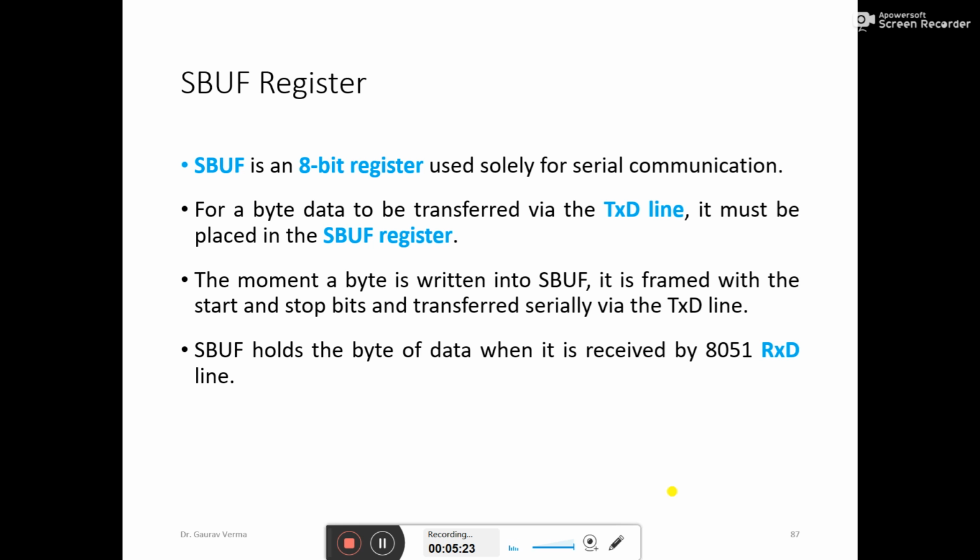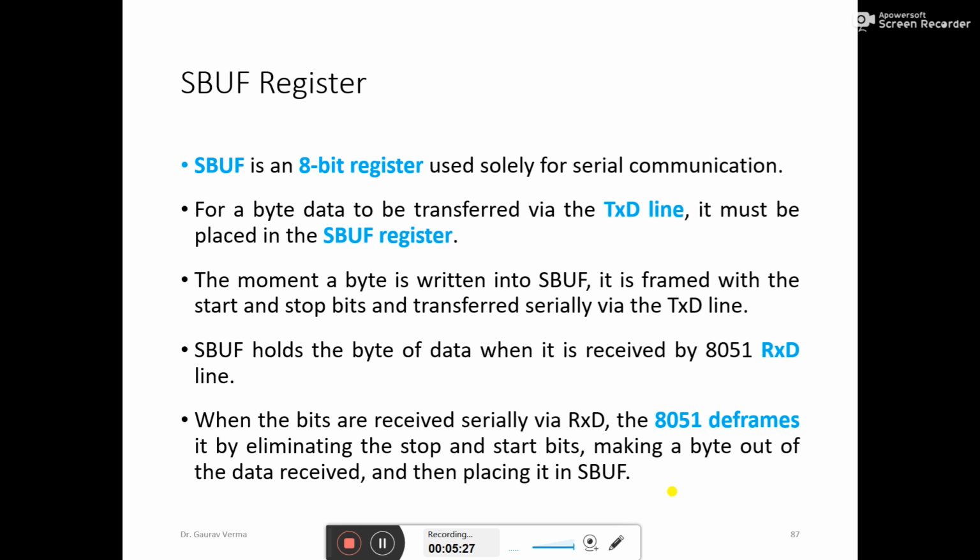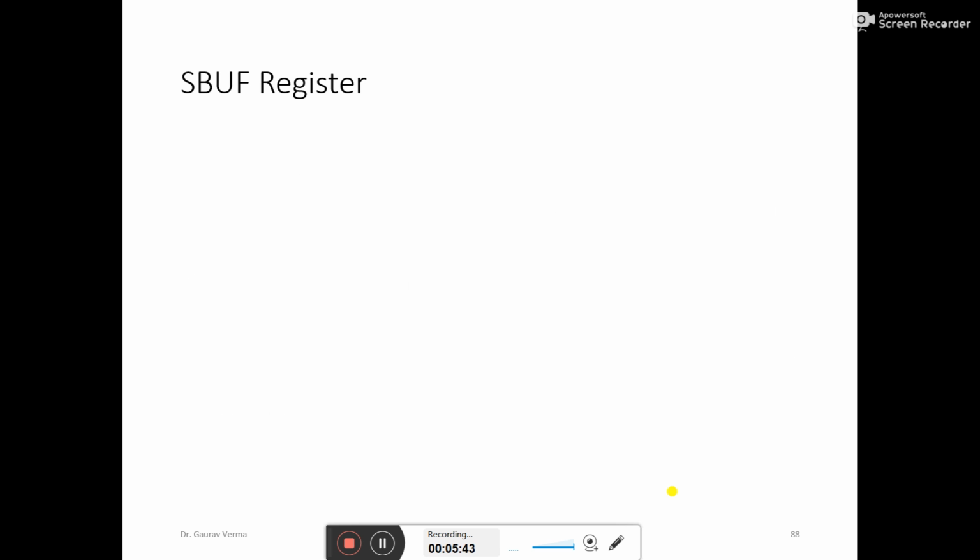SBUF holds the byte of data when it is received on the 8051 RxD line. When the bits are received serially via RxD, the 8051 deframes them by eliminating the stop and start bits, making a byte out of the data received, and then placing it in the SBUF register.